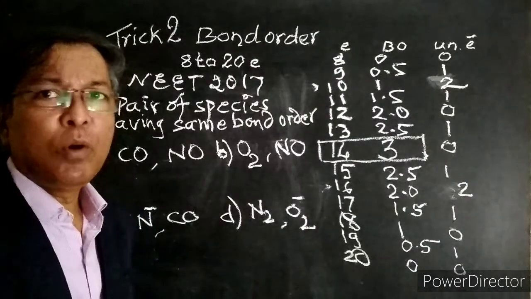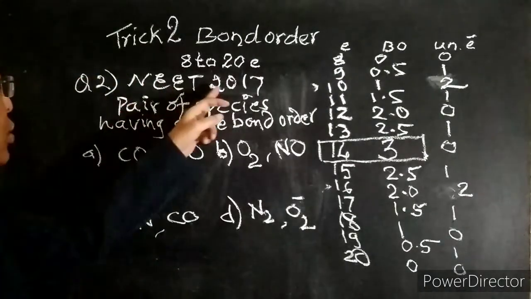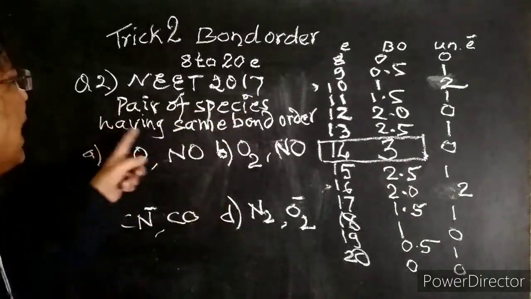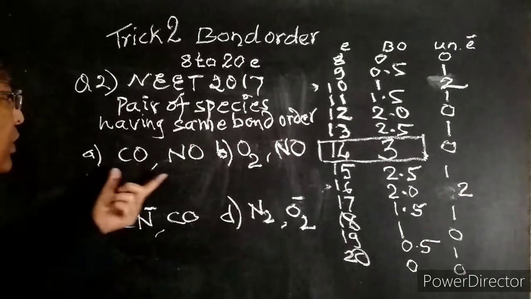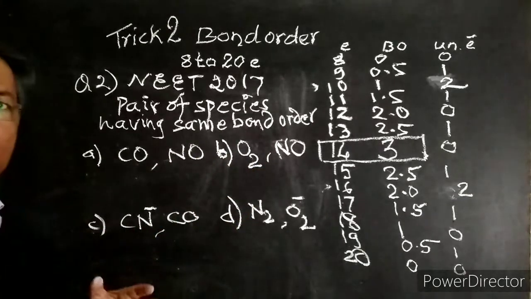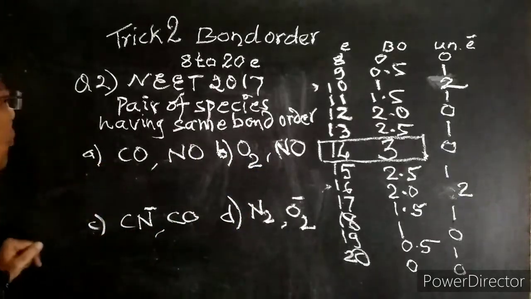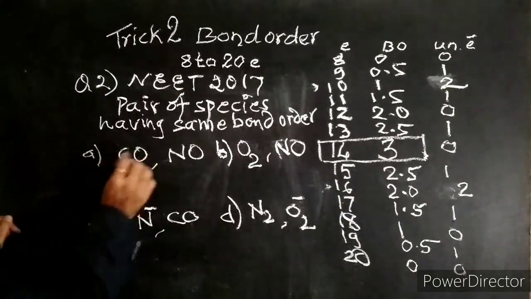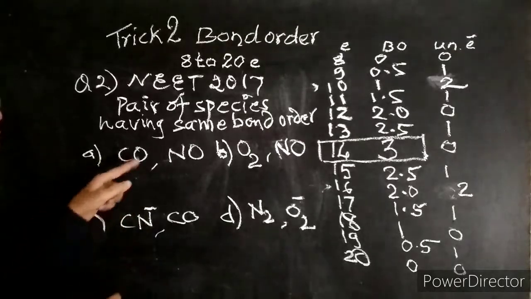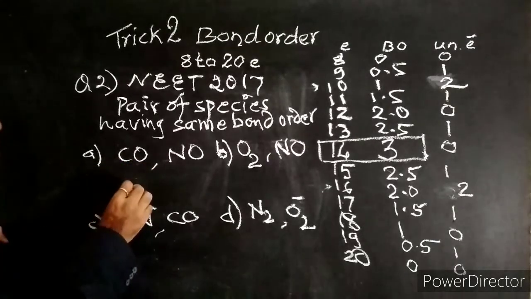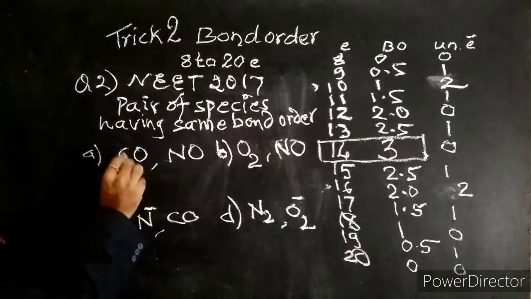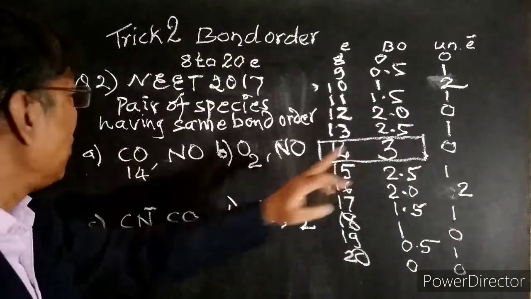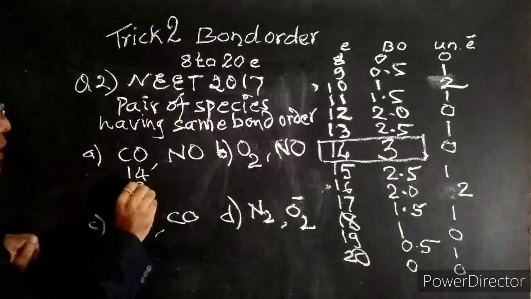Now let us solve one more question. This question appeared in NEET 2017. They have asked to find the pair of species having the same bond order. They have given 4 pairs. To find the bond order, let us calculate the number of electrons present in carbon monoxide. Carbon has 6 electrons and oxygen has 8 electrons. The total number of electrons in carbon monoxide is 14. Therefore, its bond order is 3.